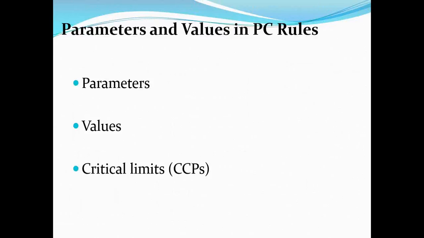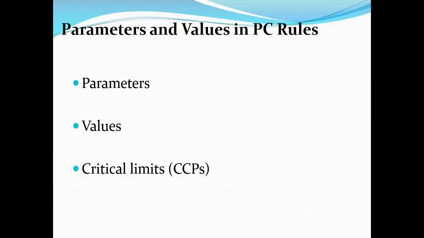Now, I just made a mention about parameters and values in the PC rules. What are those things actually? The parameters are those factors that must be controlled to ensure the hazard will significantly minimize or prevent the risk. For most process-related preventive controls, measurable parameters can be identified. I just gave the example of cooking, cooking temperature, time. And in fact, this can also be treated as your CCP in some cases. Therefore, the critical limit must be met at the process control to significantly minimize or prevent the hazard from occurring.